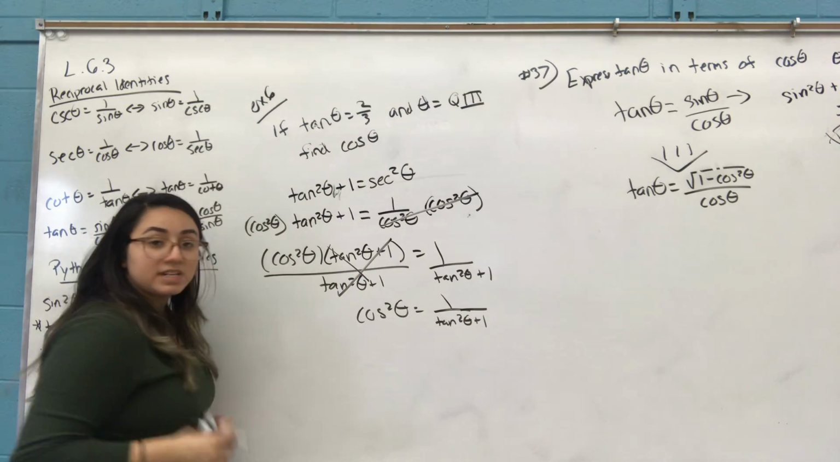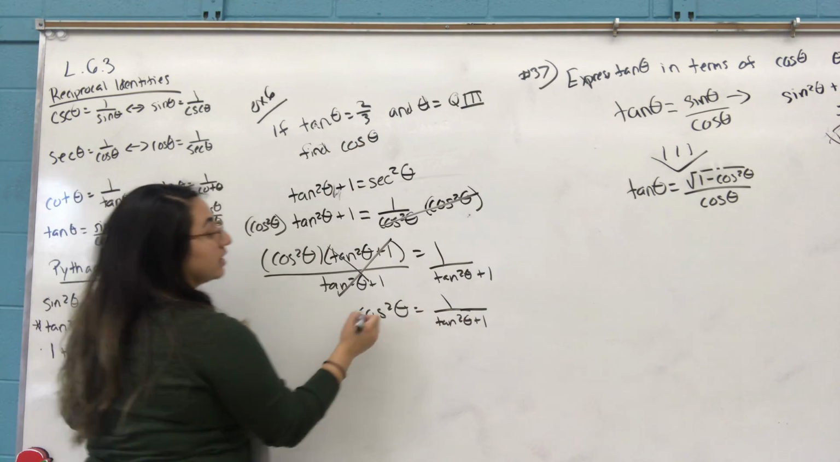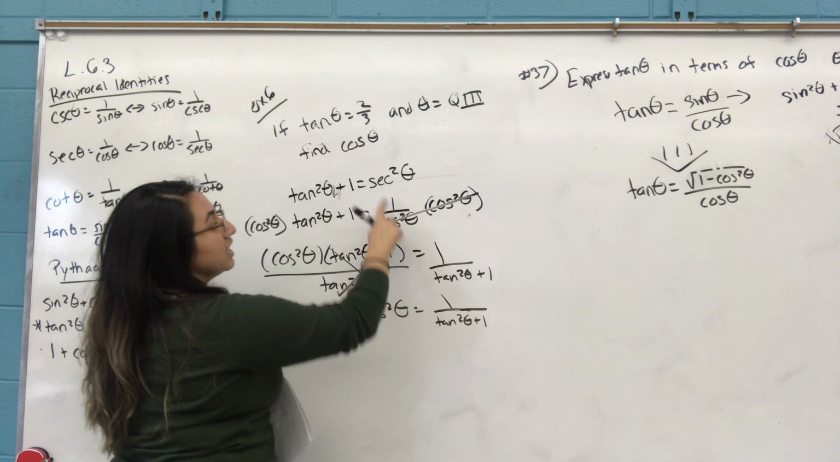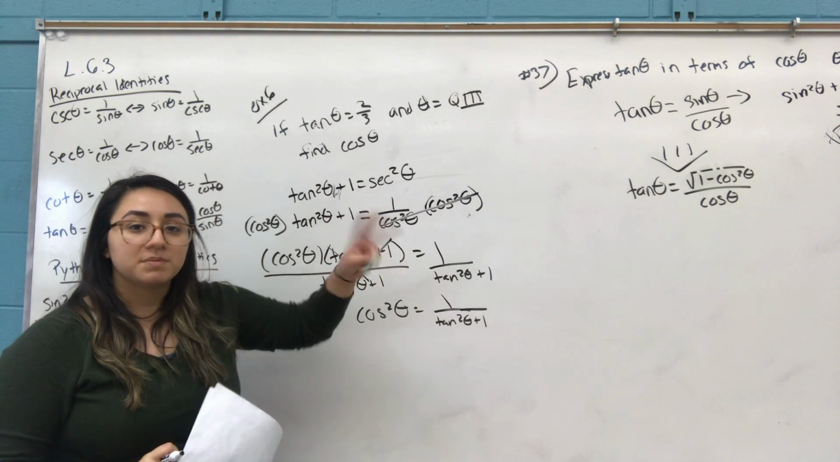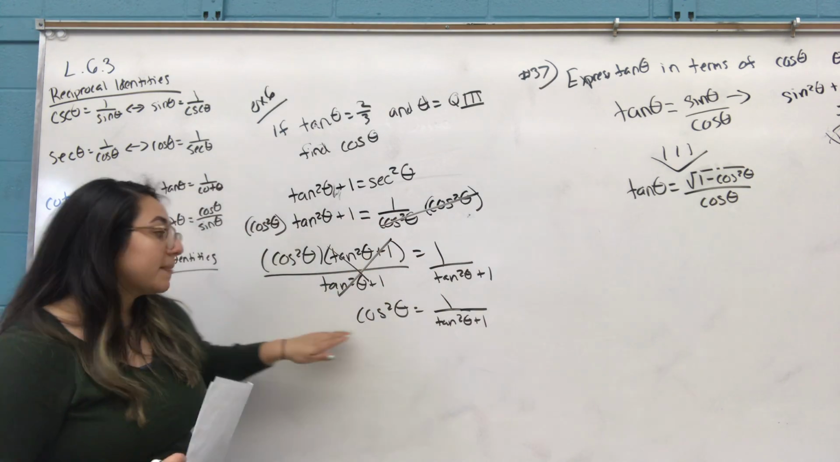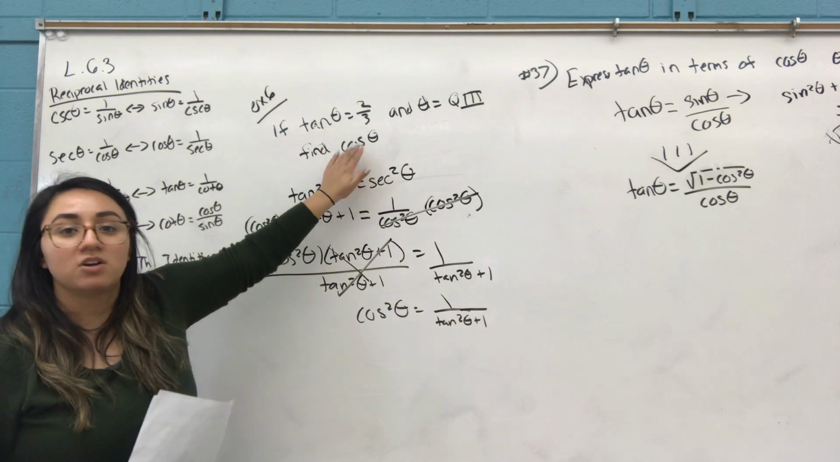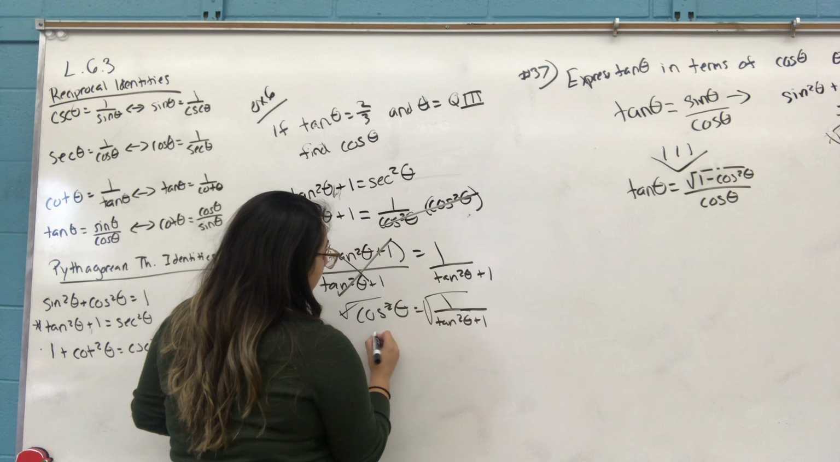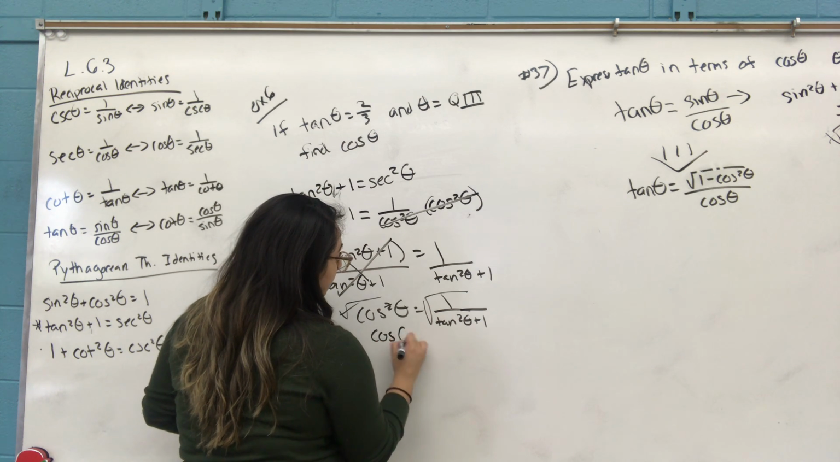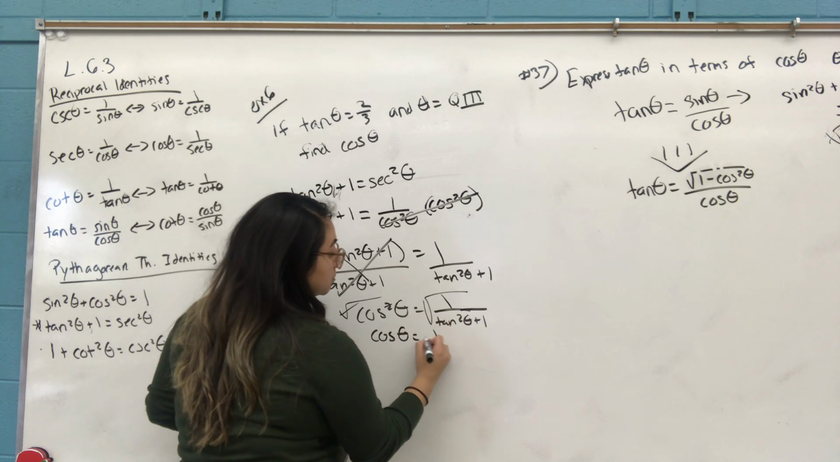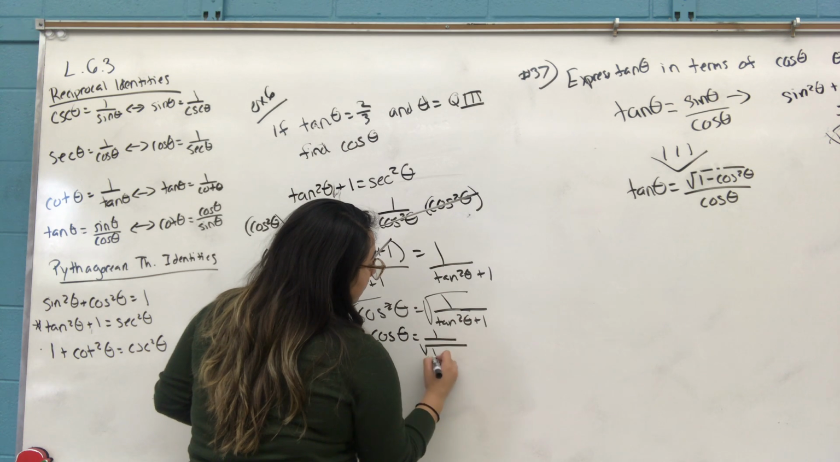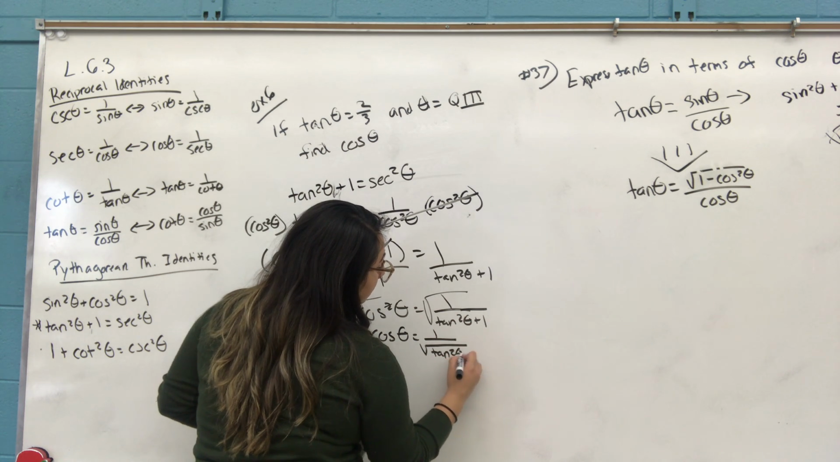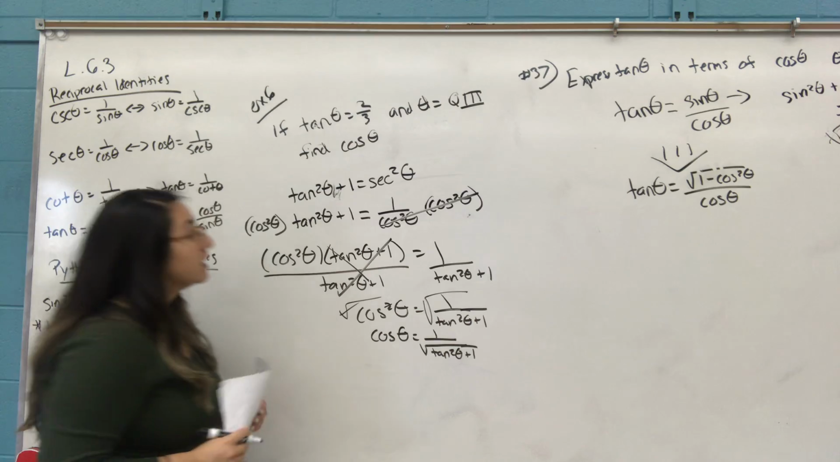And now, cosine isn't by itself. Here, there's no squared. The reason why we squared it here is because if it's secant squared, the reciprocal will be 1 over cosine squared. But in the end, our answer has to be cosine by itself. You square root it. This cancels out. And then we officially have cosine is equal to, the square root of 1 is just 1, 1 over tangent squared plus 1.